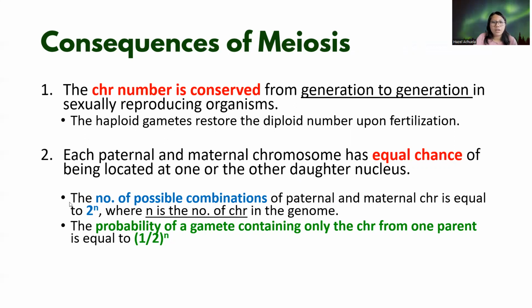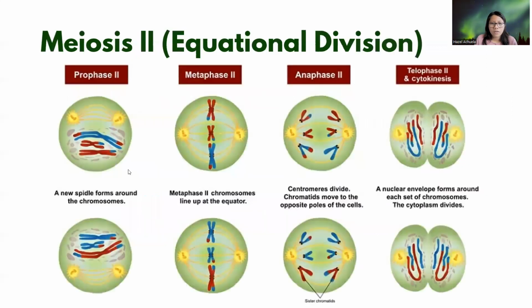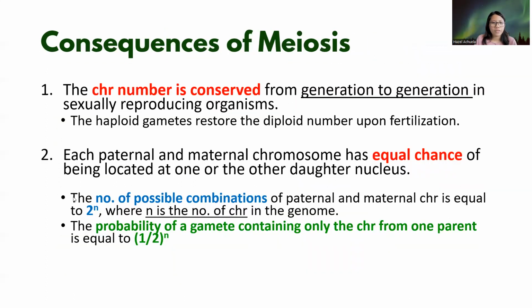So it's either this came from the paternal cell, or it's either this come from the maternal cell. So the number of possible combinations of paternal and maternal chromosome is equal to 2 raised to n, where n is the number of chromosomes in the genome. And the probability of a gamete containing only the chromosome from one parent is equal to 1/2 raised to n.